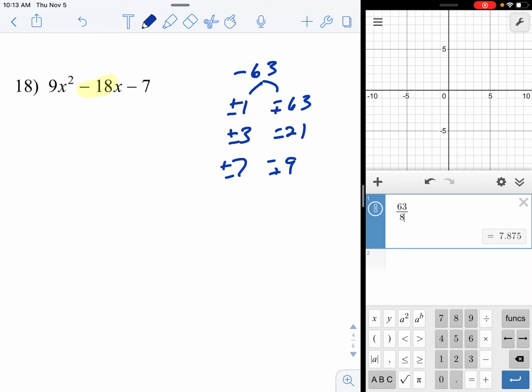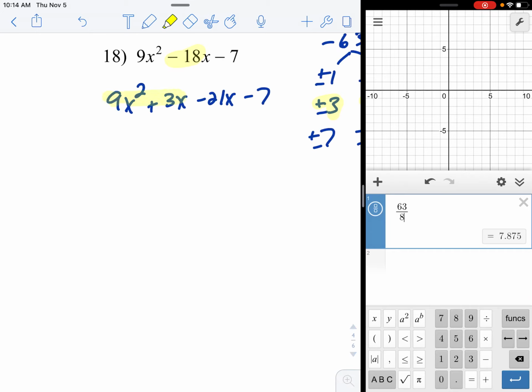Well, I did write something a little incorrectly, and it would really throw us off. Negative 3 plus 21 is 18, negative 18. No, that's wrong. Actually, it's got to be positive 3 and negative 21, doesn't it? To equal a negative 18, I need the bigger number to be negative. So, 9x squared plus 3x minus 21x minus 7.